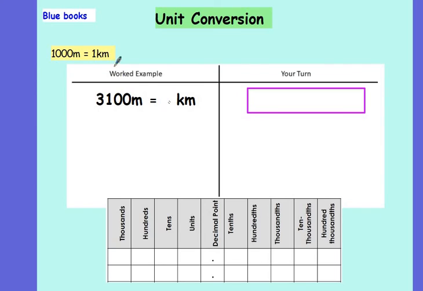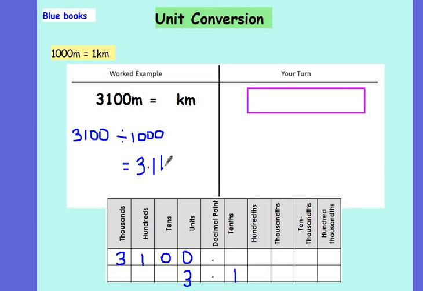So finally, we've been looking at converting from kilometres to metres, but what if we're given a number in metres and we want to convert it to kilometres? So this time, we need to divide by 1,000. If I divide 3,100 by 1,000, I move my digits 1, 2, 3 places. So that's going to give me 3.1 kilometres.